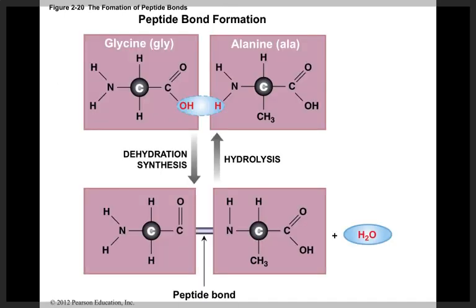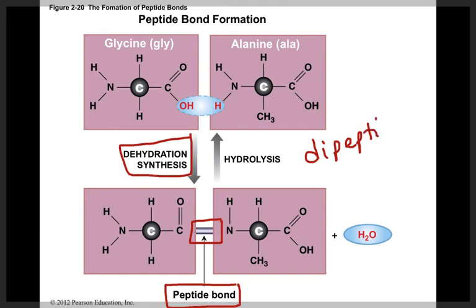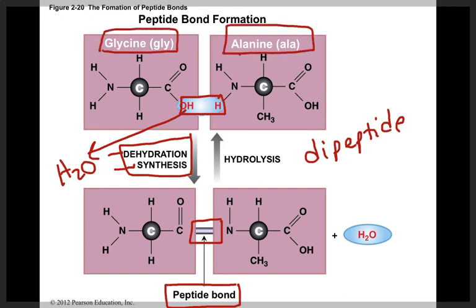Amino acids can bind together through the process of dehydration synthesis and form a bond between 2 amino acids that's called a peptide bond. And so when we have 2 amino acids bound together, that would be called a dipeptide, di for 2. And again, the process of dehydration requires removing water. Removing water, and synthesis is to form something larger. So we can take 2 amino acids like glycine and alanine, remove water from them, meaning remove a hydroxide from one and a hydrogen from another, to form a larger structure, which is called a dipeptide.